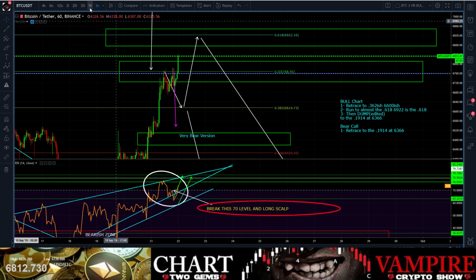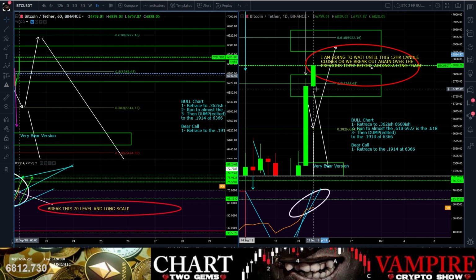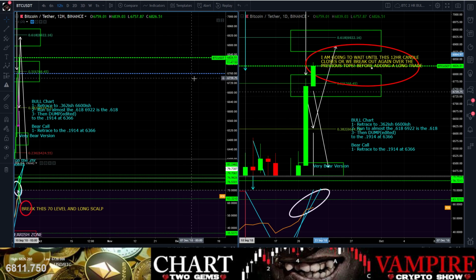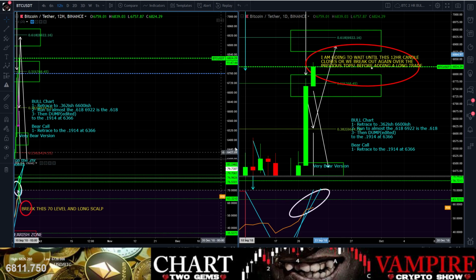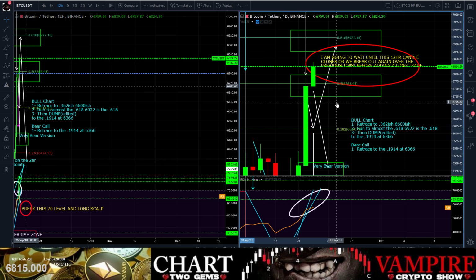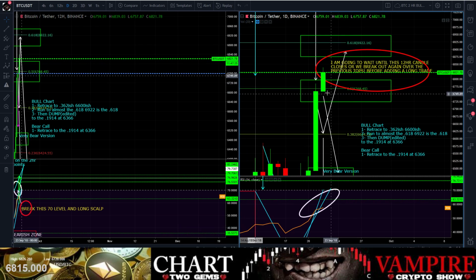It never closed out as a hanging man, and that's kind of what I was thinking this was going to close out as, a hanging man here on the 12-hour, right? I was kind of thinking this was going to fall out right there, but of course it didn't, right? And so now we got this continuation candle, this bullish continuation candle.